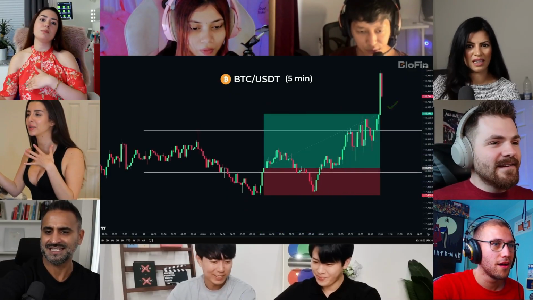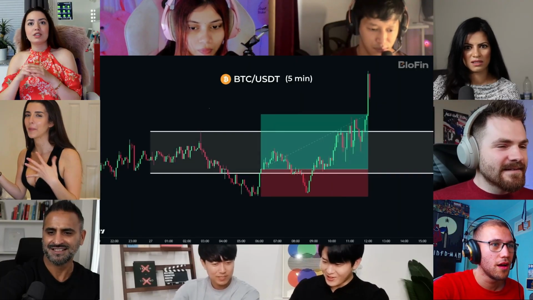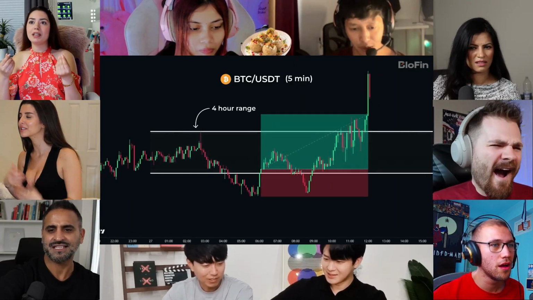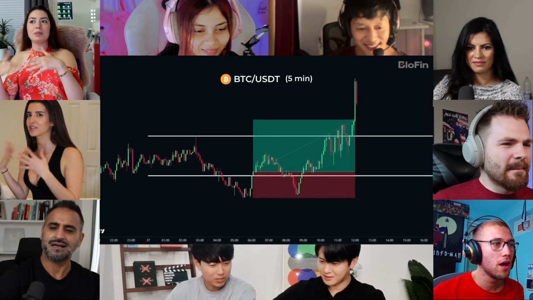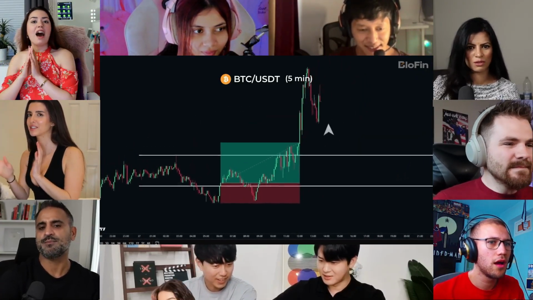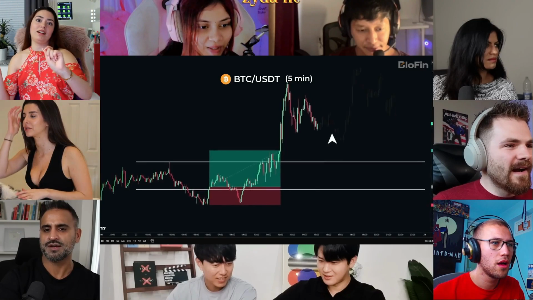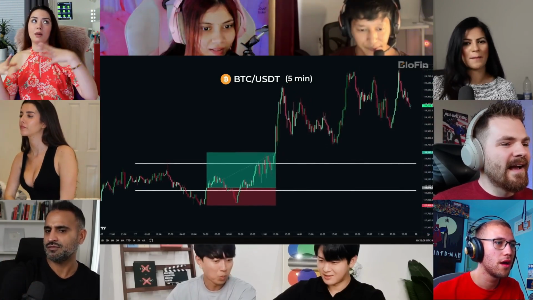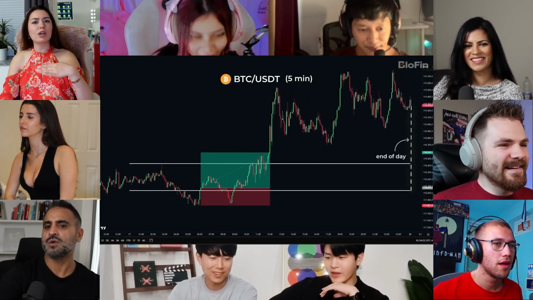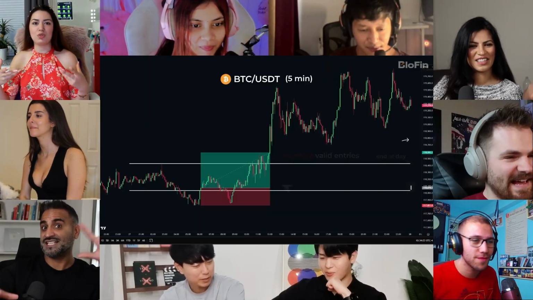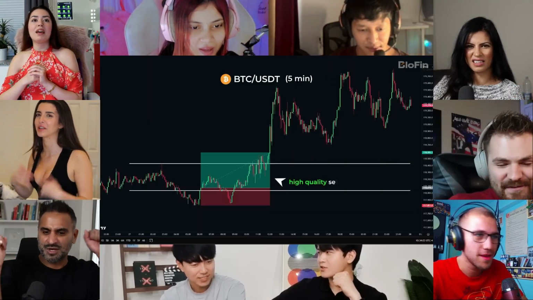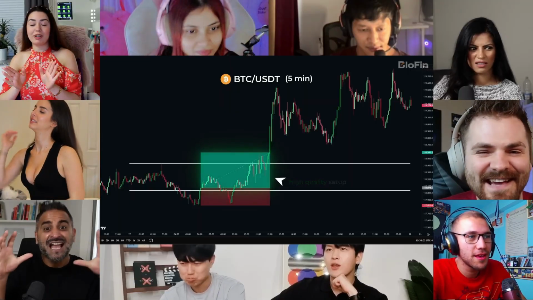Now keep in mind, as long as we're still within the same trading day as the 4-hour range we marked, we can still take more trades if another valid setup shows up. So, as we let the chart play out, we can see that price is trading well outside of our 4-hour range. However, it didn't manage to re-enter again until the end of the day. That means for this trading day there were no more valid entries to take. But even with getting just 1 trade today, it was a high-quality setup and we walked away with solid profits.